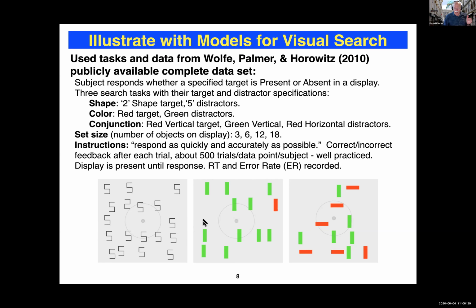In each of these cases, you're pressing one button for present, another button for absent. The number of objects on the display, the set size, goes from 3 up to 18. These examples are 18 objects. We'll record the reaction time and the error rate.